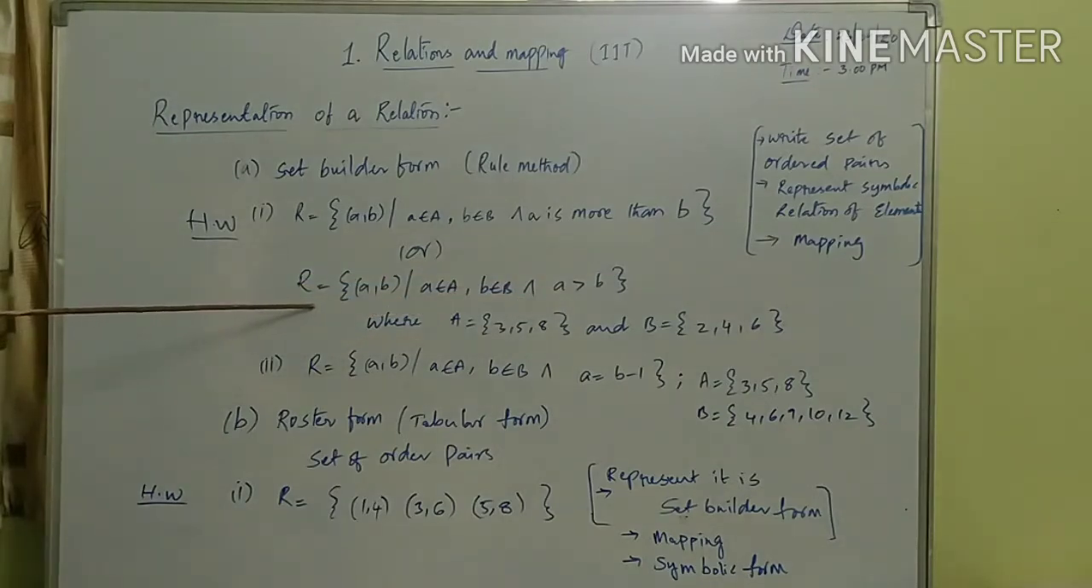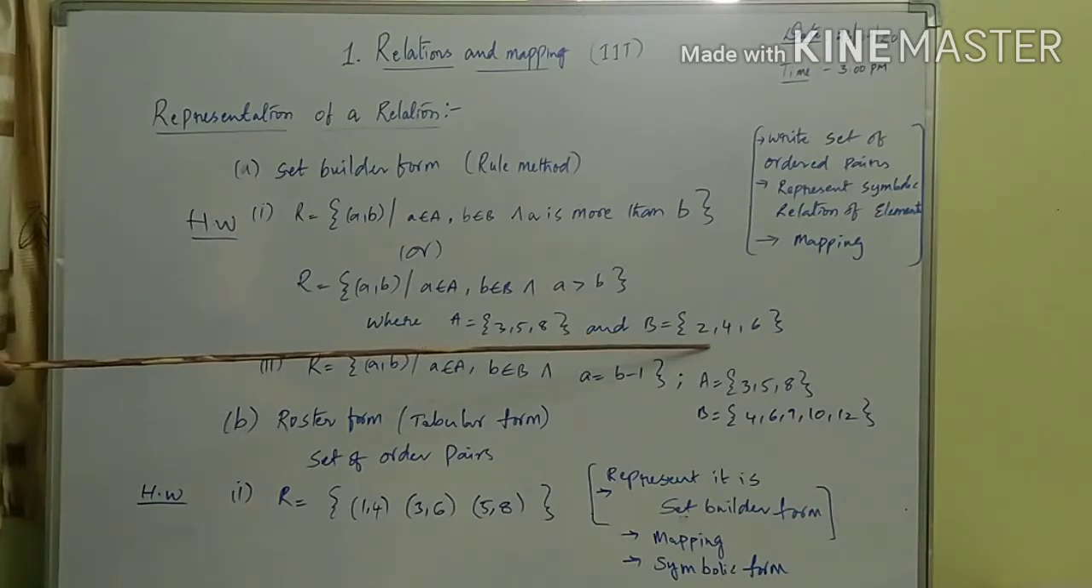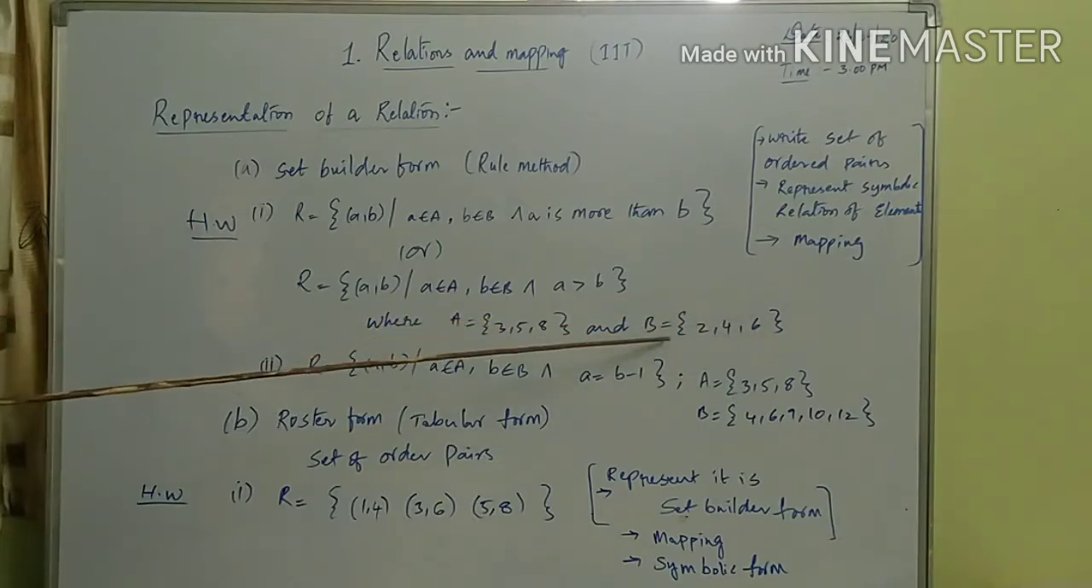So this is a relation. A comma B are the elements such that A belongs to set A, B belongs to set B, for every A is more than B. Where the elements in set A are 3 comma 5 comma 8 and B is equal to 2 comma 4 comma 6. These are the elements from set A and set B.